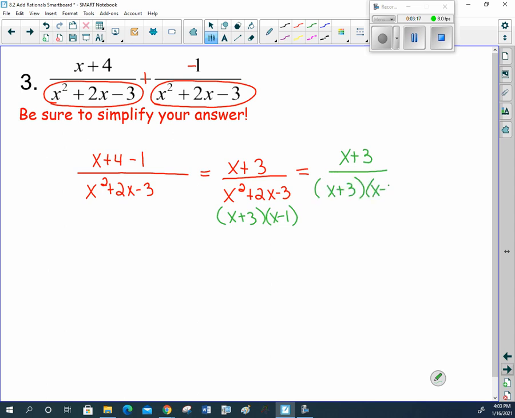And it does. This x plus 3 is the same as that x plus 3. Now we're only left with an x minus 1 in the denominator, so that means we've got to make sure we put our 1 in the numerator to show that it's still a fraction. We don't just write x minus 1. It's in the denominator, so you've got to write 1 over x minus 1.